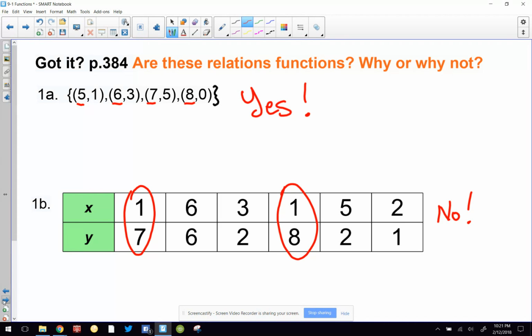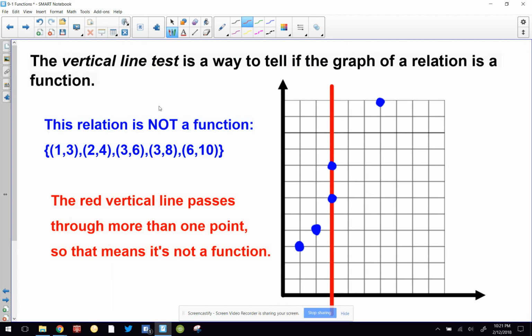Well, you can tell if something is a function or not by looking at its graph by using what we call the vertical line test. The vertical line test is a way to tell if a graph of a relation is a function or not. So these blue dots are this relation right here. I plotted all these points on the grid, and you'll notice that if you're looking at the ordered pairs, you can see these guys right here have a repeated domain value of 3, and it's paired with 2 different members of the range, 6 and 8. So this is not a function.